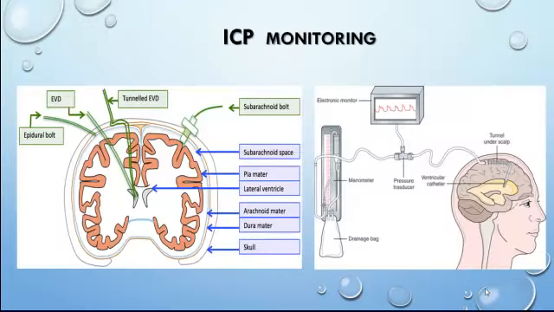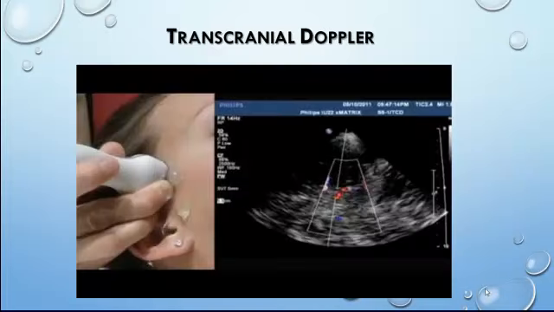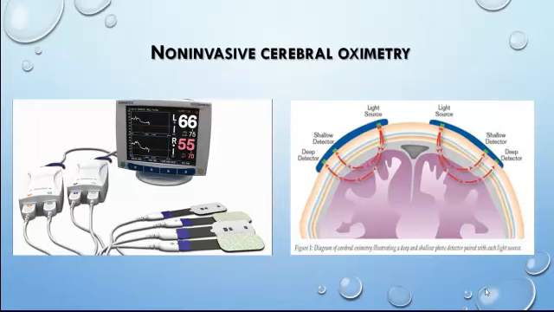Now, the way of measuring intracranial pressure is demonstrated in this diagram. There are different types and sites to measure the intracranial pressure, and according to the need, the type will be chosen. While transcranial Doppler is a much easier and non-invasive method. Non-invasive cerebral oximetry is also a non-invasive method and can give us a good idea about cerebral oxygenation.